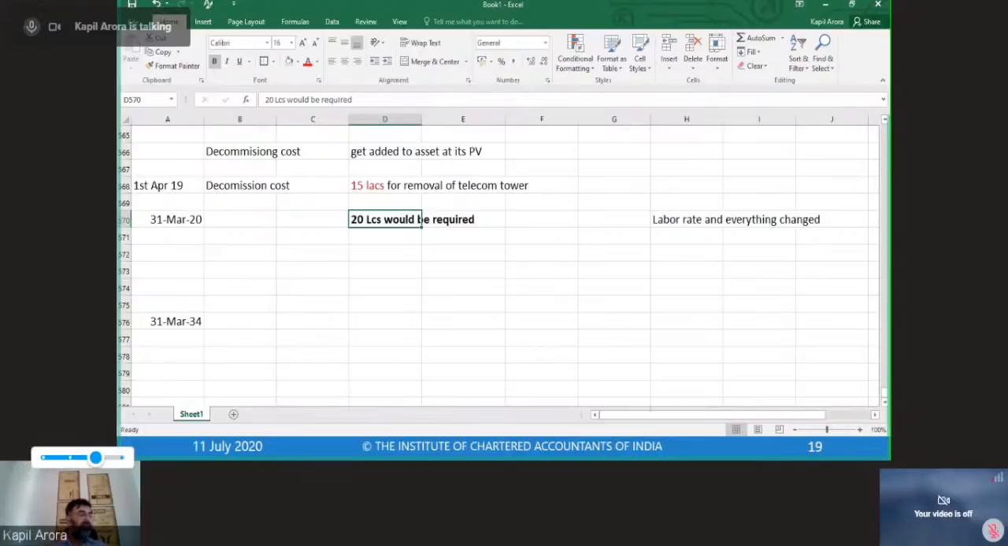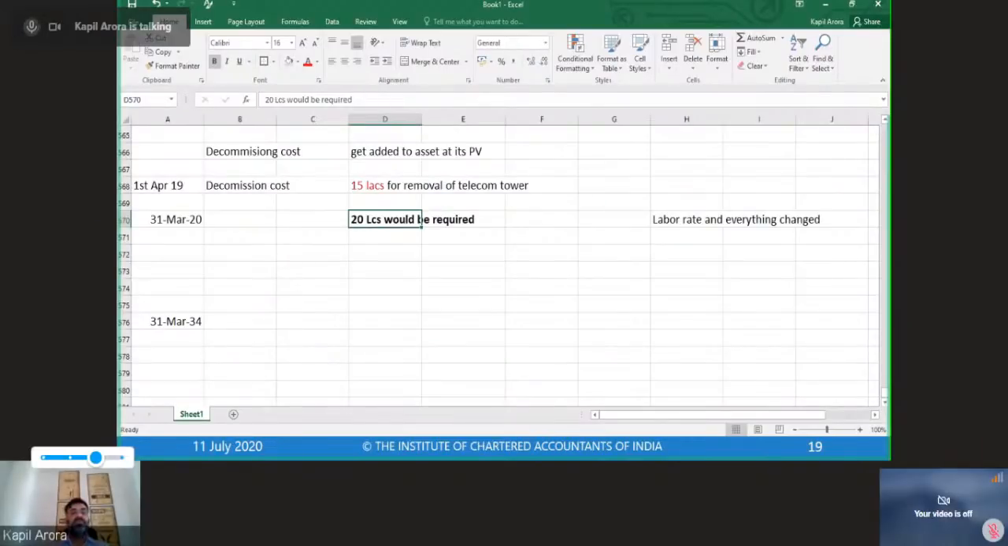Maybe the contractor, but the contractor has also taken, right Joseph? The contractor would have also taken the current estimate. He doesn't know what would be the values and everything. He has given me the estimate, right? So I believe that on 31st March 2020, the value would be 20 lakhs instead of 15 lakhs.